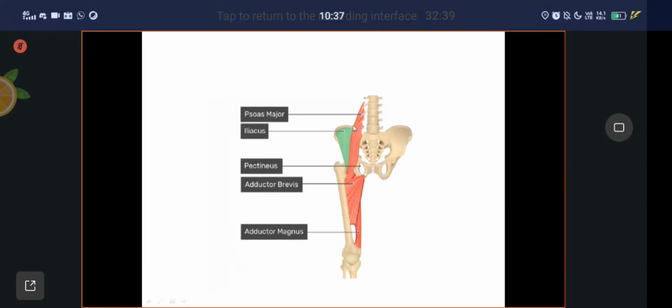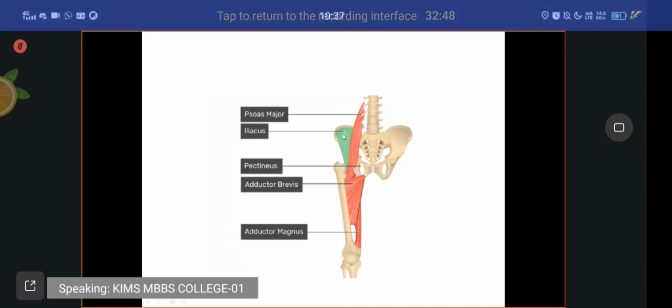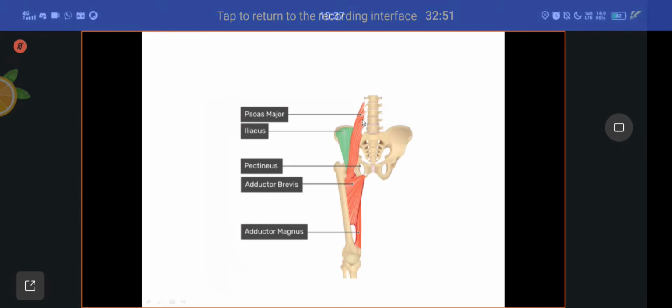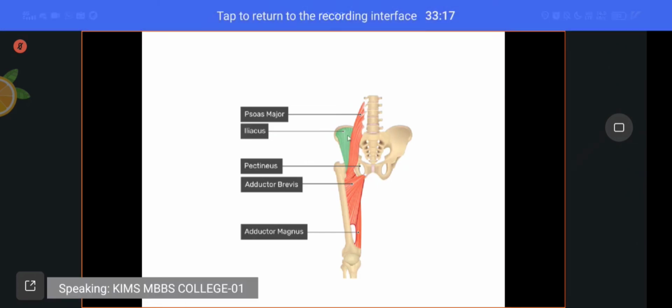This iliacus muscle is getting its origin from the iliac fossa. The iliacus, along with the psoas major muscle, is called the iliopsoas. The iliacus muscle is getting its origin from the iliac fossa, and along with the psoas major muscle, it is called the iliopsoas muscle. So this is about the muscle which is getting its origin from the iliac fossa.